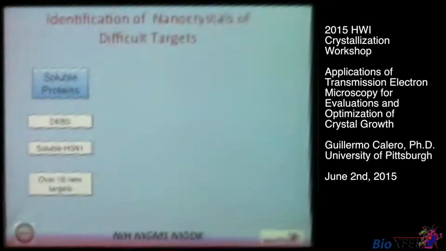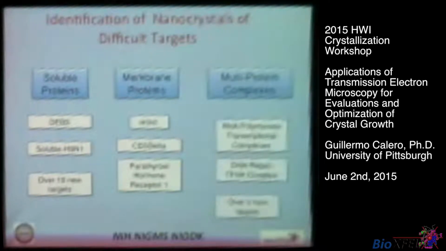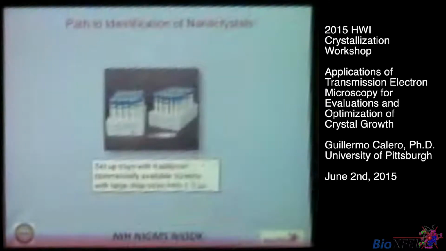So what we did is we took targets of difficult proteins, including soluble proteins, membrane proteins, such as these membrane receptors, and multiprotein complexes, mostly RNA polymerase II complexes. Here's an example of the gels for these proteins. The pink ones are the membrane proteins, these are multiprotein complexes, and this is just one of the soluble proteins that we use.